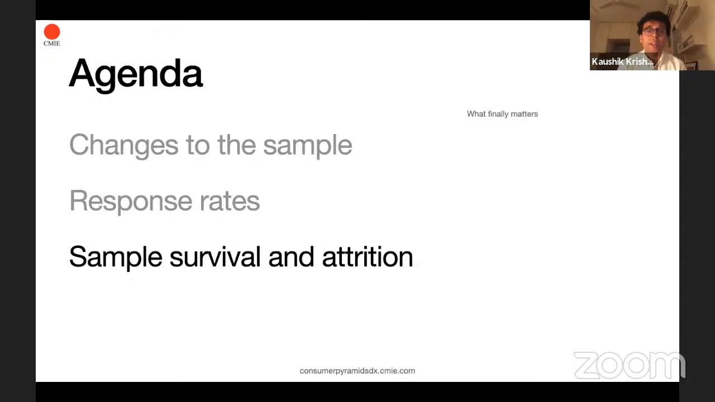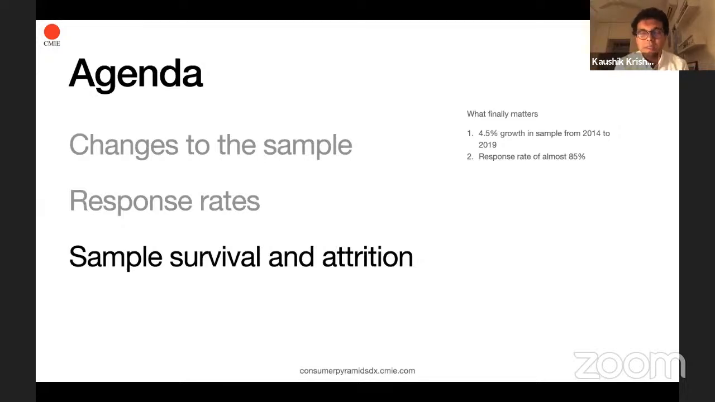Okay, so putting this all together, you understand the changes in the sample, you understand changes in response rates. Both of those are inputs to the output, which is final sample survival and sample attrition. So let's tie this all together and conclude what finally matters, right? Point one, there was approximately a 4.5% growth in sample between 2014 and 2019. Point two, the response rate is very, very high. Response rate of almost 85% on average.